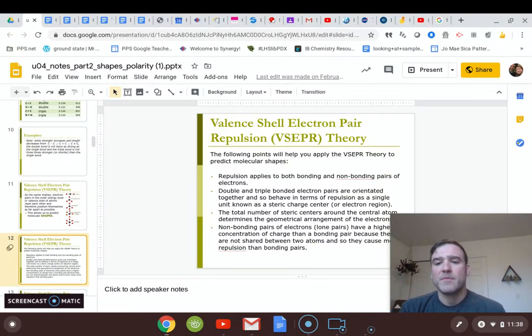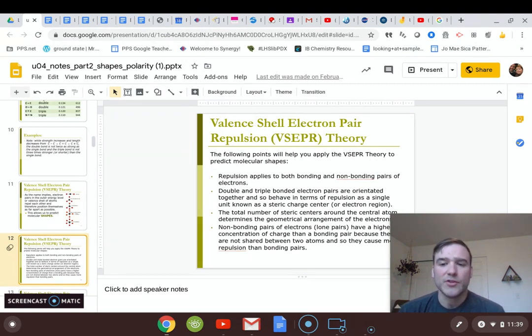So what we have to keep in mind is this theory is all about electron repulsion. And repulsion happens in both bonding electrons and non-bonding electrons, because whether they're attaching 2 atoms together, or they're just a pair of electrons hanging on an outer atom, they're all negatively charged, so they all repel each other. Double and triple bonds have a very limited effect on the shape. They are oriented together, so they're very close. That means that they behave in terms of repulsion as a single unit.